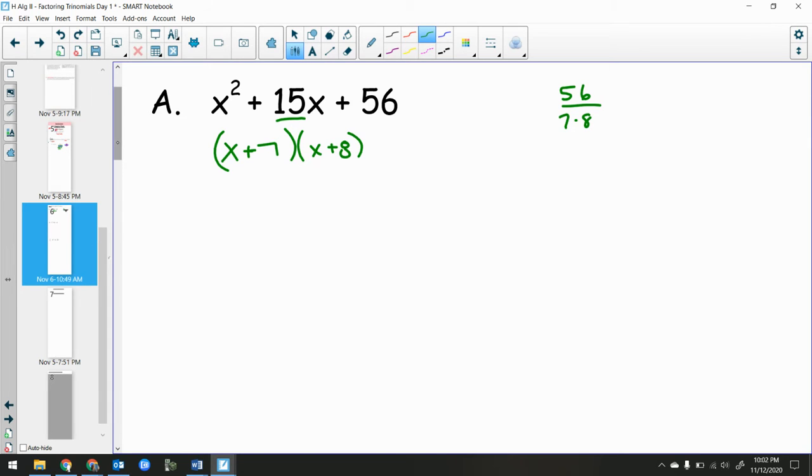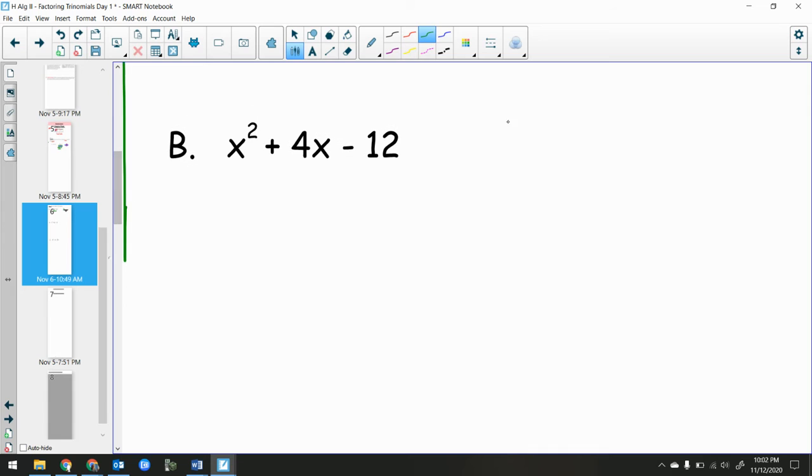Okay. Let's try another one here. X squared plus 4x minus 12. Now, watch out here. The number I'm trying to find the factors of is a negative 12. So if I go to list out all the factors of negative 12, I have to say negative 1 times 12, negative 2 times 6, negative 3 times 4. And then I have to keep going because since one of them is negative, I have to say, okay, negative 4 times 3, because technically that will give me a different sum than my other one.